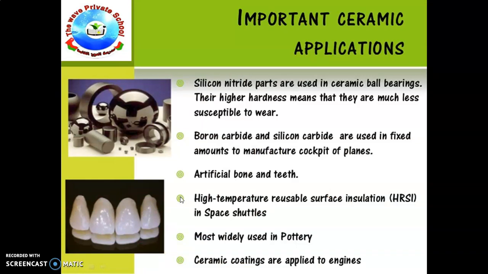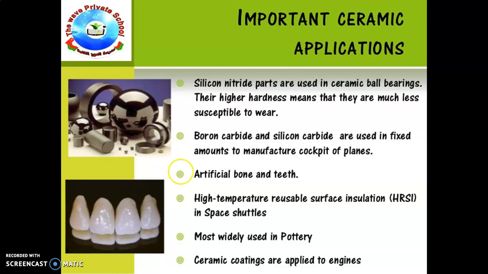If we see the important ceramic applications, those are silicon nitride parts used in ceramic ball bearings. These are the ball bearings you can see in this picture. Their higher hardness means that they are much less susceptible to wear. And also boron carbide and silicon carbide are used to manufacture the cockpits of planes.